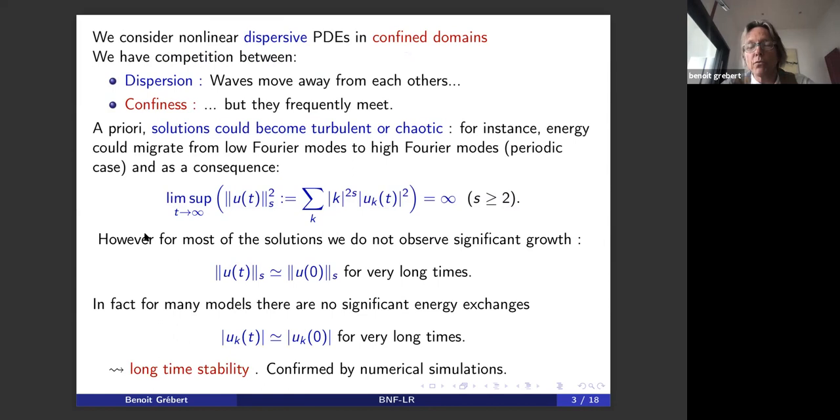But it turns out that for most of the solutions of these dispersive PDEs in confined domains, we do not observe significant growth. So typically what we observe is that the Sobolev norm of index s is almost conserved for a very long time. And actually, for many models, there is no significant exchange of energy, which means that for all the modes, the modulus of u_k is almost invariant during very long time. So this is a long time stability result, and this is what we observe numerically and what is also observed physically in some contexts.